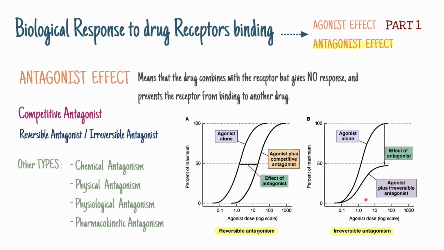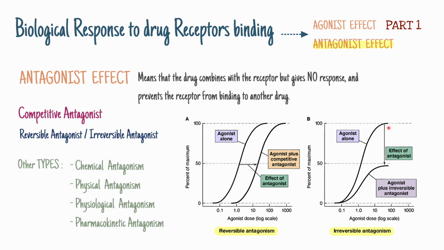But in this example, in case of irreversible antagonism, unfortunately this doesn't happen. The agonist will occupy 50% and the antagonist will occupy 50%. This is as an example. They can occupy 70 or 30, 80 or 20, it depends. And as a result, the Emax will never be achieved.